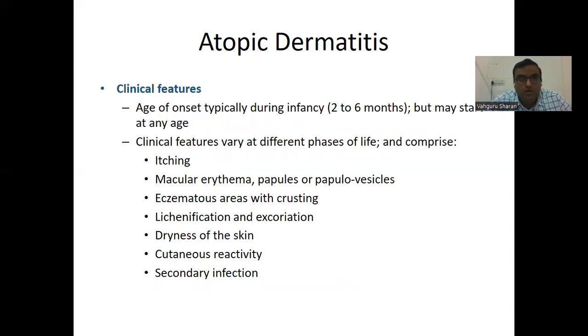Okay? What are the clinical features of atopic dermatitis? Age of onset is typically during infancy, 2 to 6 months of age, but may start at any age. Clinical features do vary with different phases of life and comprise itching, macular erythema, papulovesicles, eczematous areas with crusting, lichenification, excoriation, dryness of the skin, cutaneous reactivity, and secondary infections.